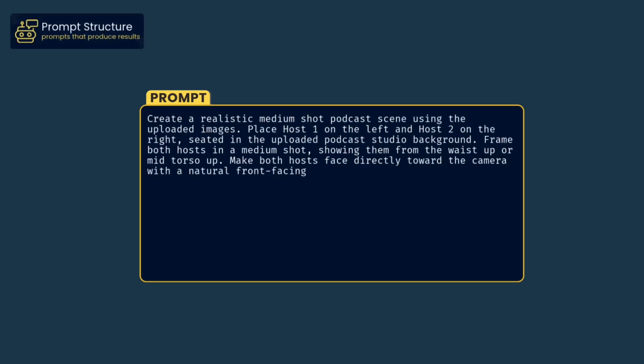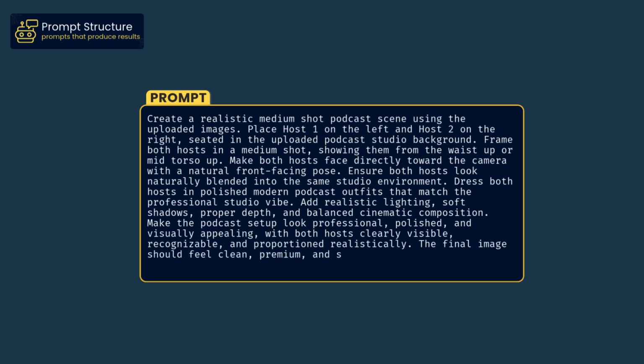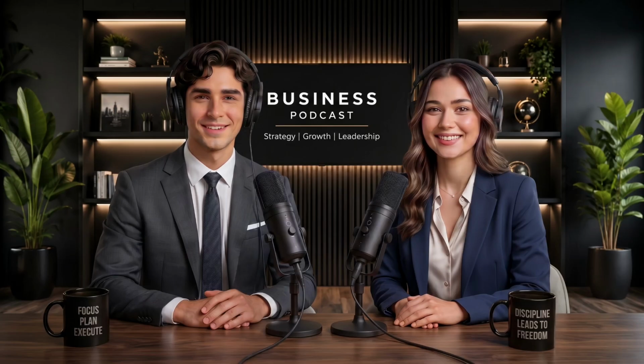This prompt will tell Dzine to place host 1 on the left, host 2 on the right, and blend them naturally inside the studio. You can also customize the prompt depending on the look you want. For example, you can change the clothes of the hosts. You can make them wear business outfits, casual podcast outfits, blazers, hoodies, or anything that fits your brand.